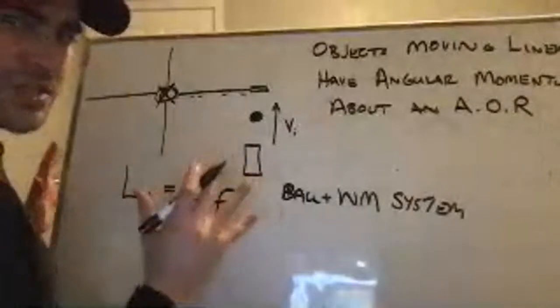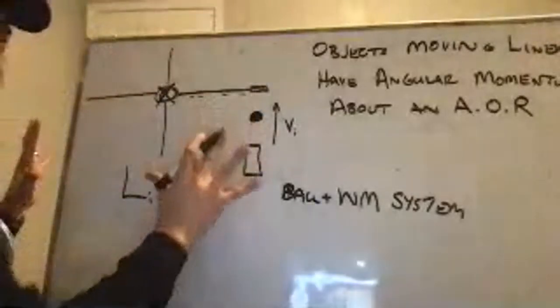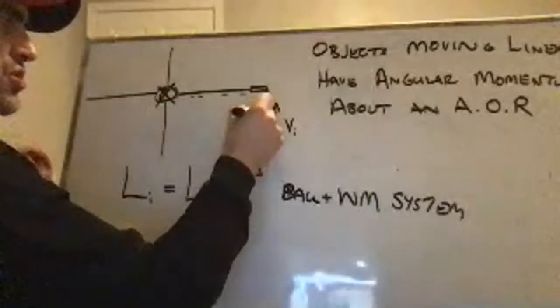Okay, initially, where's the momentum stored? Initially, the windmill's not moving, so it can't be stored there. It's only stored in this ball right here.